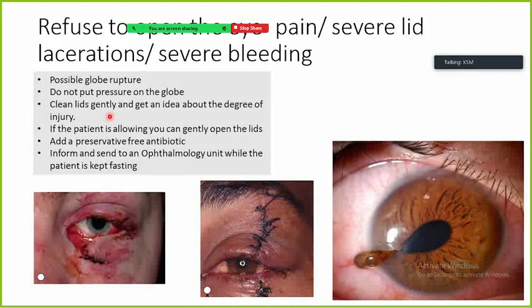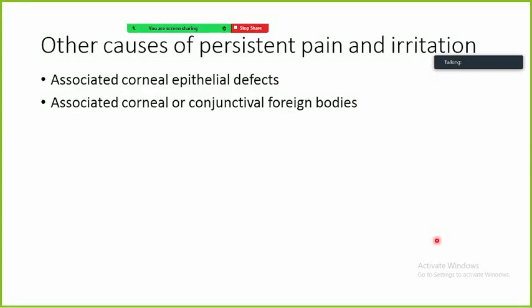If the patient allows, you can gently open the eye and see what is inside, and if you have a preservative-free antibiotic, you can instill the drops. But if there is a continuous injury into the eye, then antibiotics with preservative can go inside and damage the integrity. And the best thing is to keep the patient fasting, and if you can, take an ECG. And sometimes the most difficult thing in the night is getting an ECG done, and it's a problem for the anesthesia. And then keep the patient fasting and send to an appropriate ophthalmology unit.